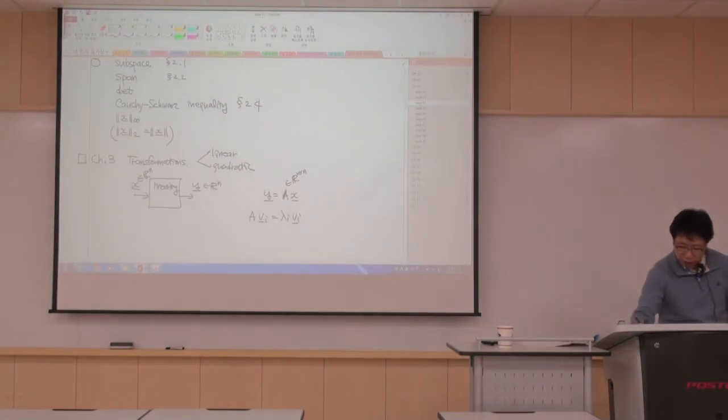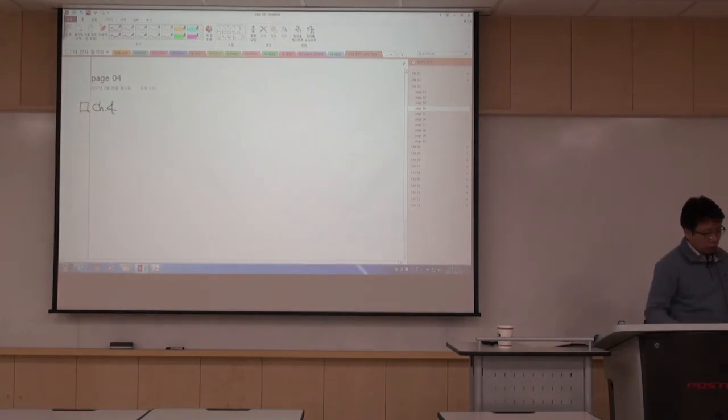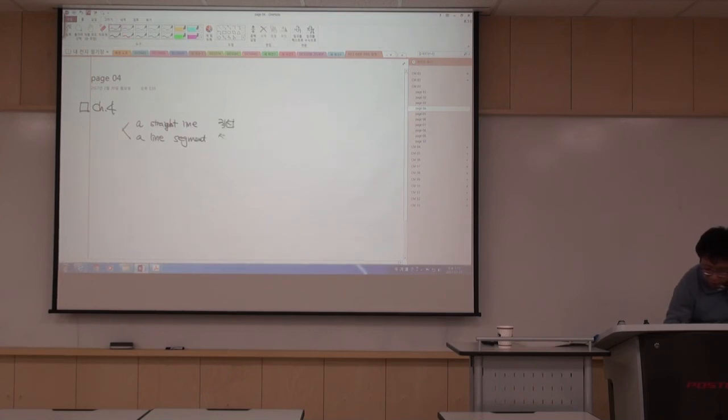Although I'm running out of time, let me try to be helpful to you. In chapter 4, you also have to read chapter 4. I will write down some terminologies I want you to remember from chapter 4. You have to distinguish these two terms: a straight line and a line segment. This is translated as 직선, and this is 선분. Got it? You have to differentiate.